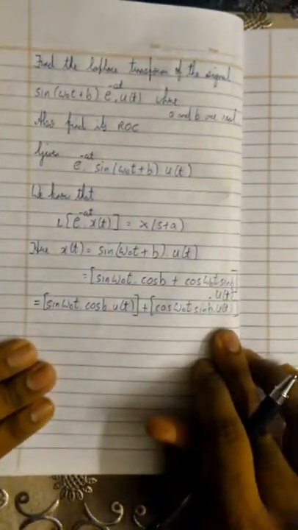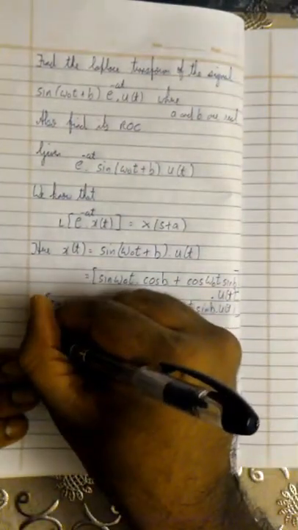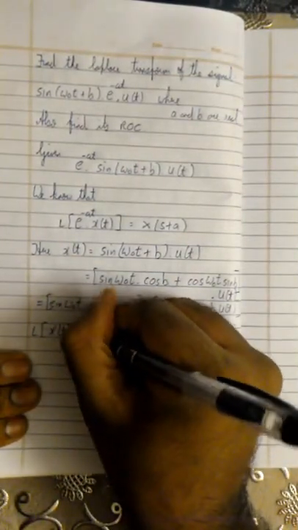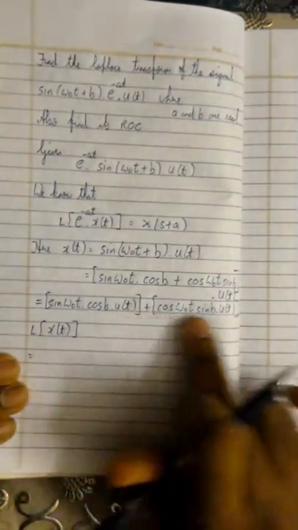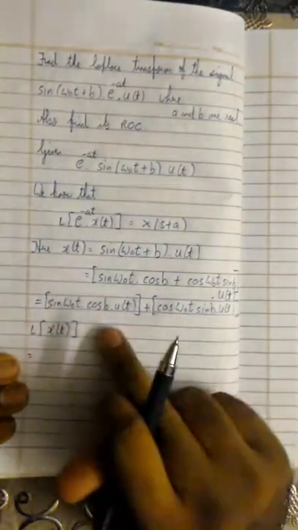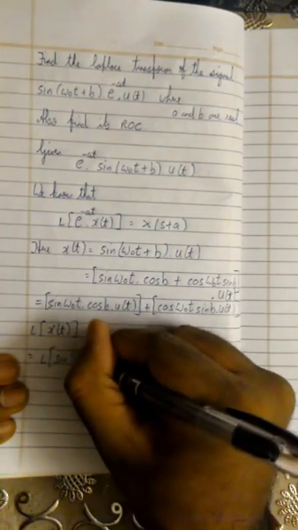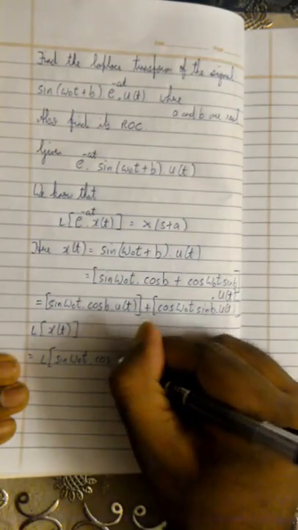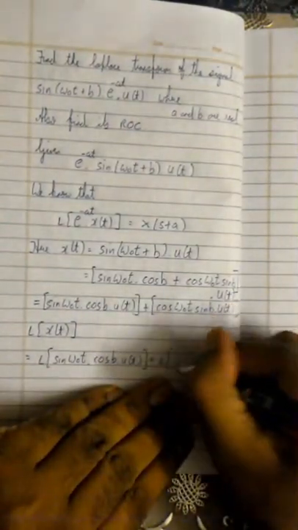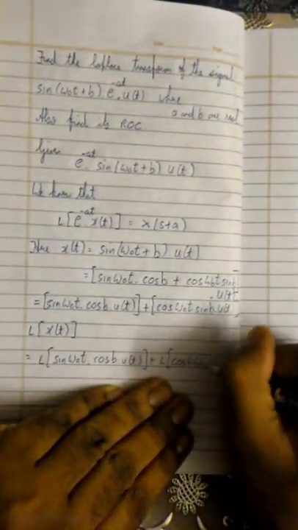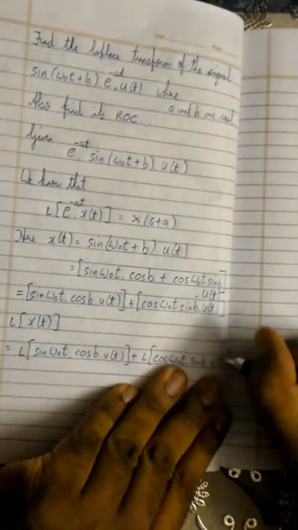Now I am going to find the Laplace transform. This becomes a very easy problem. The Laplace transform of x of t is nothing but the Laplace transform of the first term plus the Laplace transform of the second term. That means the Laplace transform of sin omega 0 t cos b u of t plus the Laplace transform of cos omega 0 t sin b u of t.